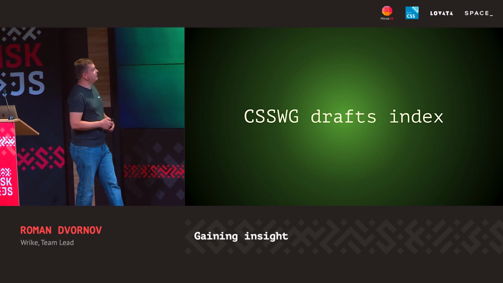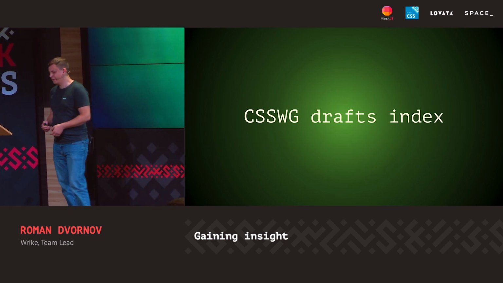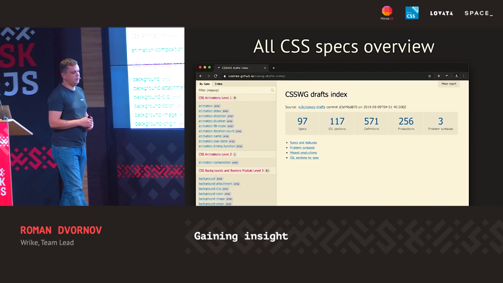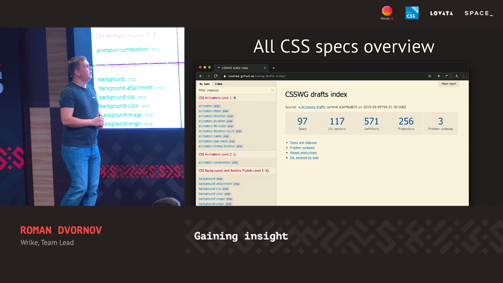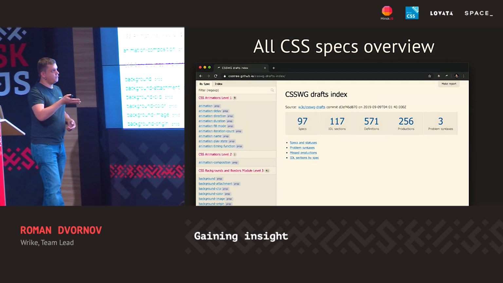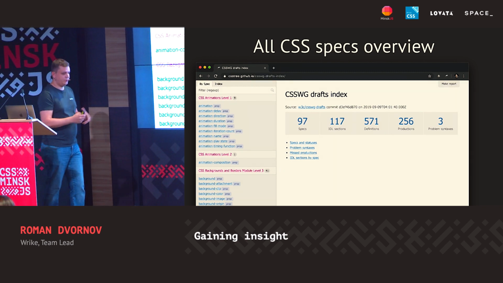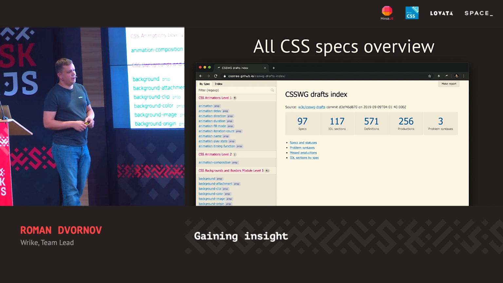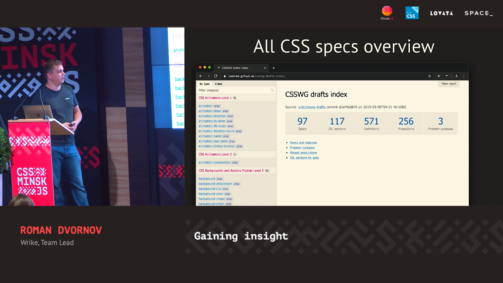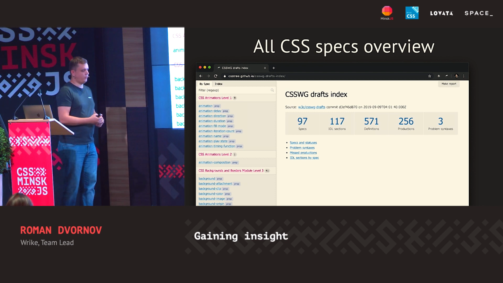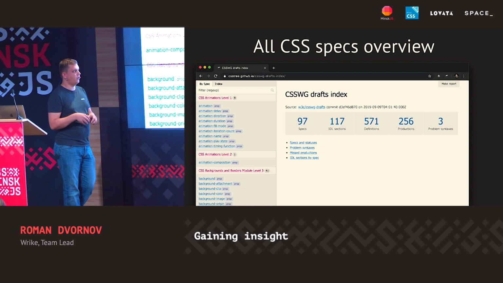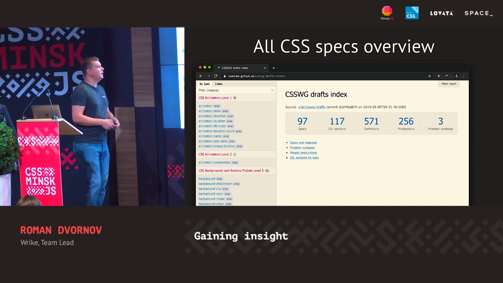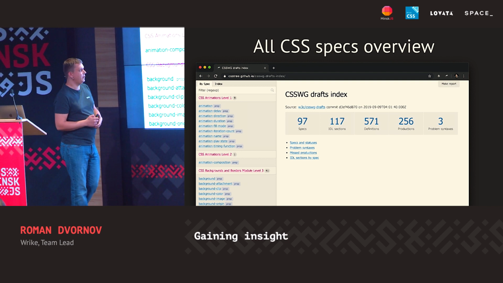Another example is the CSS Working Group Drafts Index. So you may know that currently CSS specs are placed on GitHub, so you can grab the sources of CSS specs. So in this case, I parse all the specs and collect some facts of specs in JSON format and make this dashboard. So you can see there are 97 specs and so on.